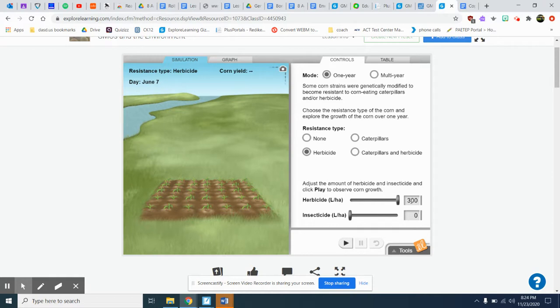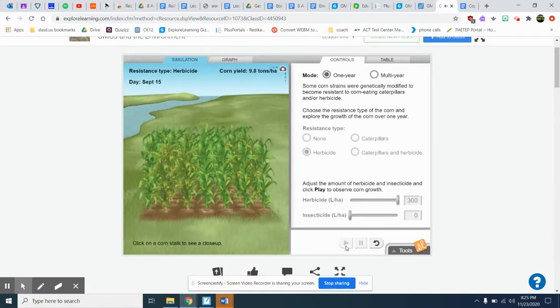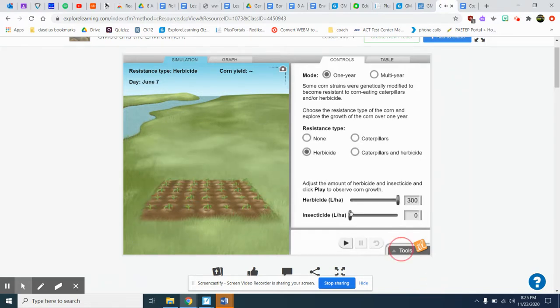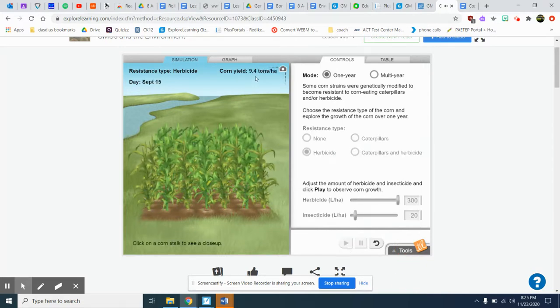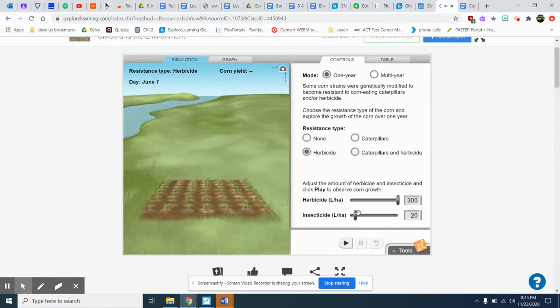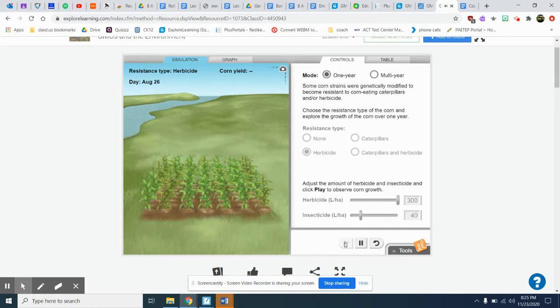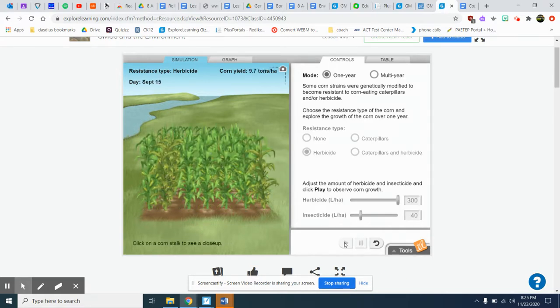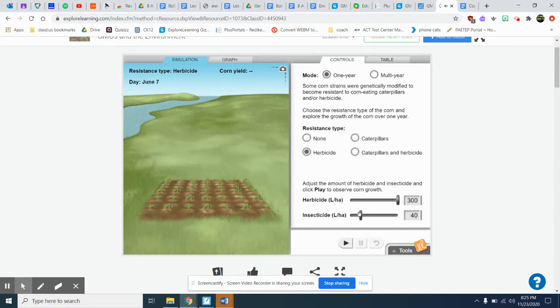Starting with no insecticide, run several simulations, adding an additional 20 liters per hectare of insecticide after each simulation until the maximum is reached. Okay, so we start with 0, play. Okay, we have 9.8 tons. Reset, it says to increase 20 each time. Play, 9.4. Reset, increase another 20. 20 plus 20 is 40. Good job for doing that math in your head, you super smart kid. Now we're up to 9.7 tons per hectare. Reset, now we're going up to 60.